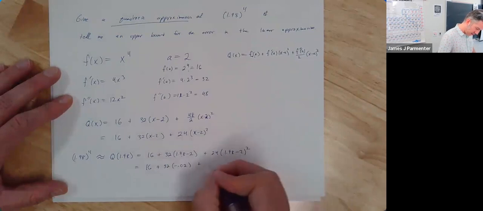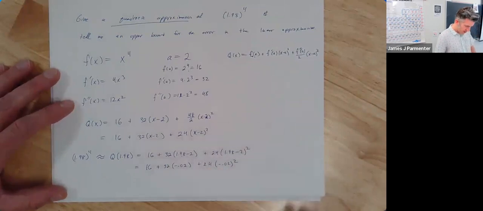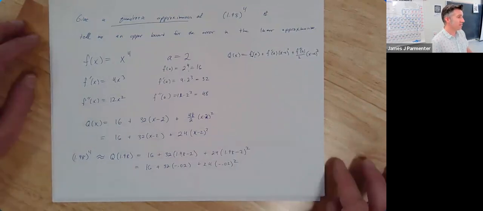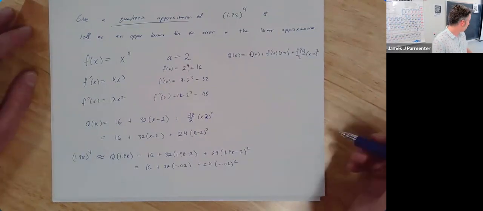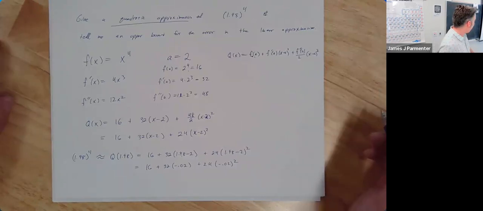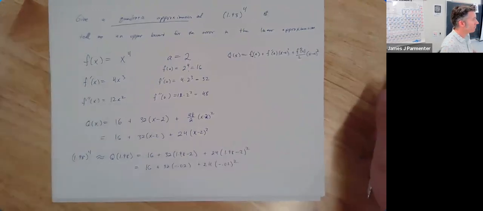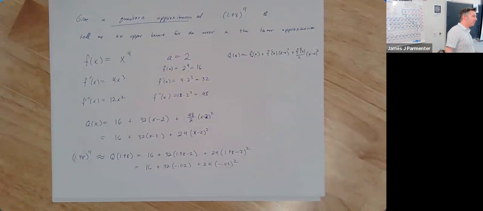And 24 times negative 0.02 squared. Okay, on an exam, you should probably just leave it like this. Or maybe not even go that far. I really don't want to do any more work than this. I don't even want to do any more work to make you think you should do any more work. I think you should stop there. It's not simplified, but okay.